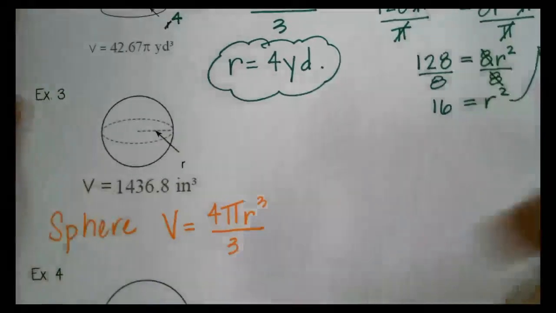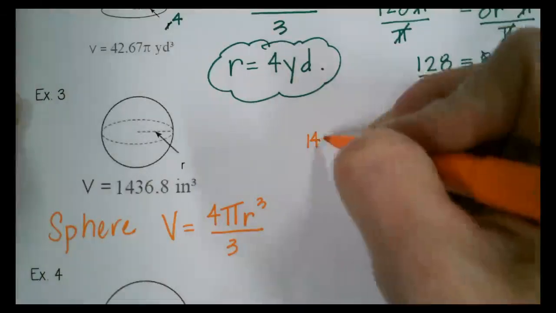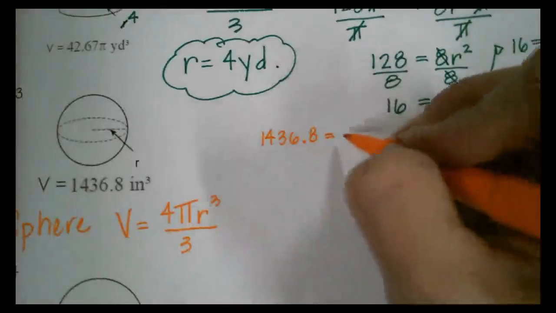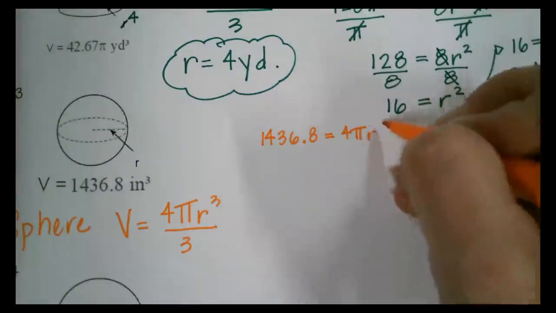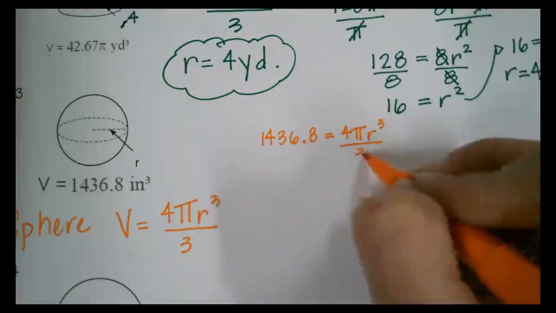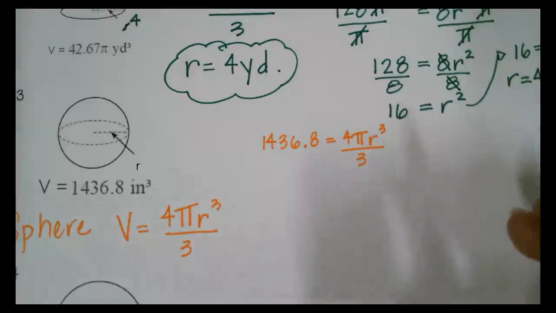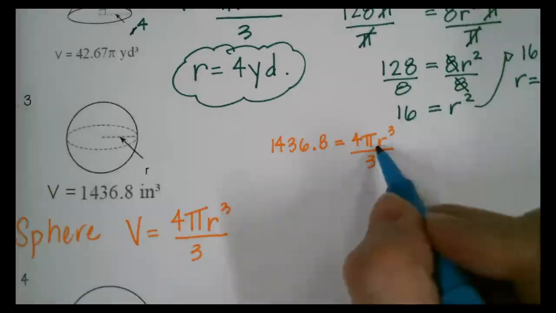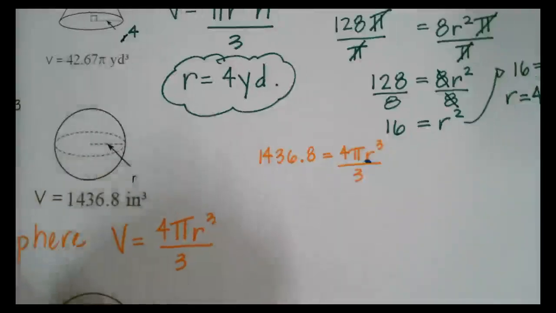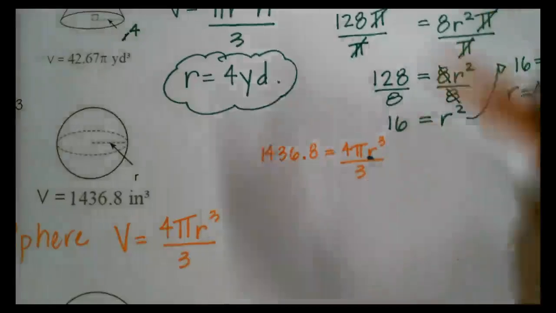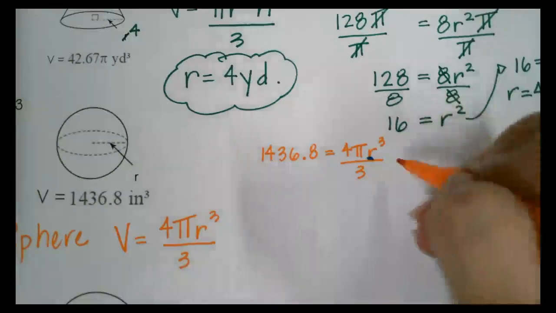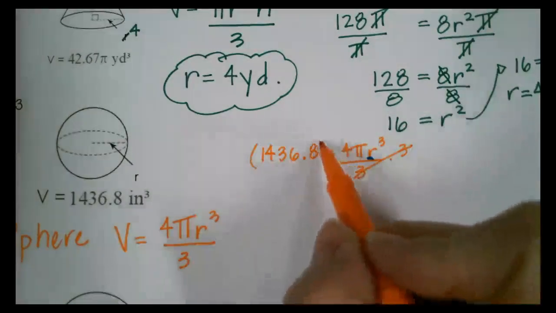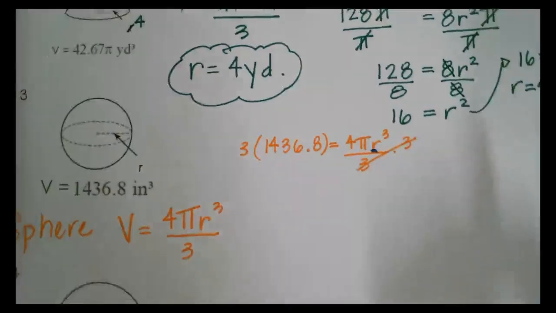All right, so once again, I'm going to fill in what I know about this sphere. So I know that the volume, the V, is 1436.8, and that is 4 pi r cubed over 3. All right, so I don't know the r value, so that's what I'm looking for again. So I need to get the r by itself. So first thing I'm going to do is get rid of the 3. So the opposite of dividing by 3 is multiplying by 3. So that cancels here. And then I need to go over here and multiply this side by 3.